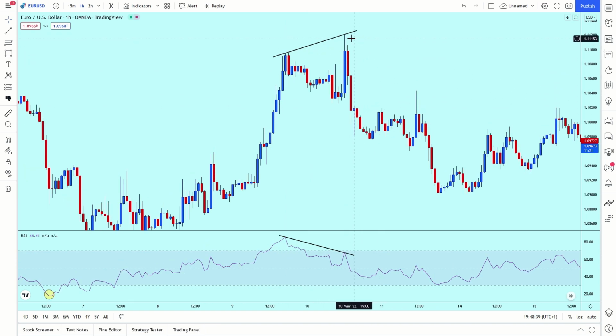This is another example of a bearish hidden divergence. Price formed these higher highs, but RSI formed these lower highs. We can see here two massive bearish candles plus this divergence. That was a good indication that price will go down, and as you can see here, price did go down.